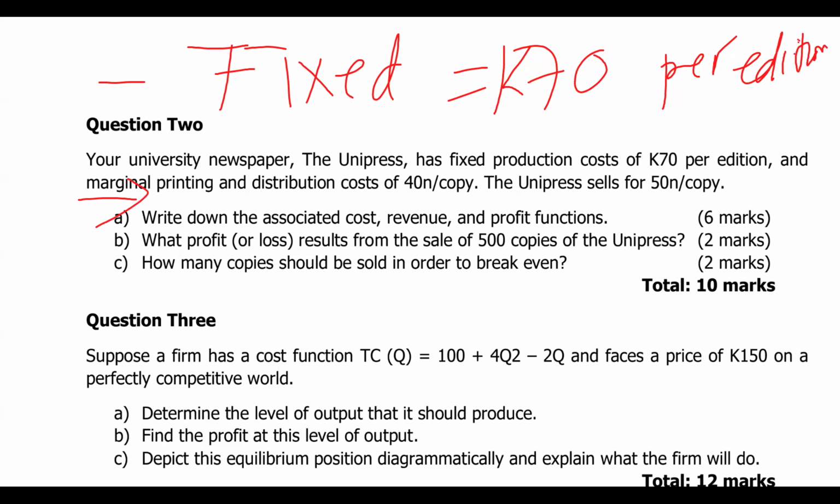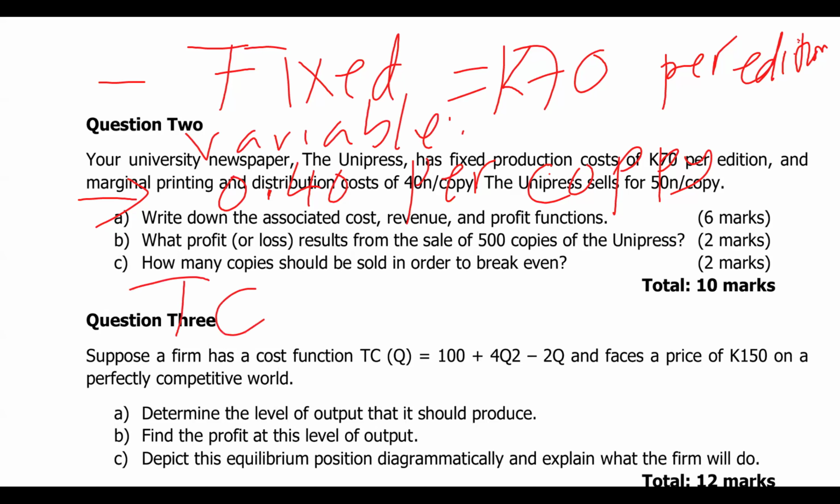Then number 2, what's the variable cost? The variable cost is 40 ngwe, which is 0.40, per copy. That is the variable cost. Now the cost function has to be written as follows. Write down the variable cost, then the total cost.